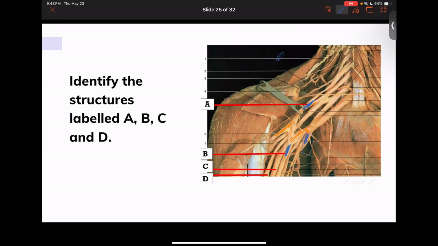And then C would be the axillary artery, and D is the radial nerve. Remember, I told you radial nerve and axillary nerve are a bit posterior. As you can see here, it's a bit below the whole brachial plexus, basically. So it's a bit under the thing. So C is the radial nerve. D is the radial nerve, my bad. And C is the axillary artery. B is the median nerve, and A is the lateral cord of the brachial plexus. Okay, next question.